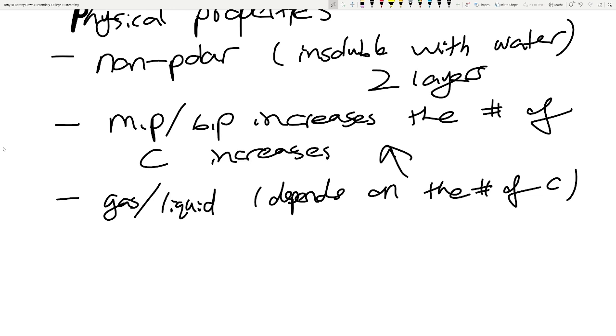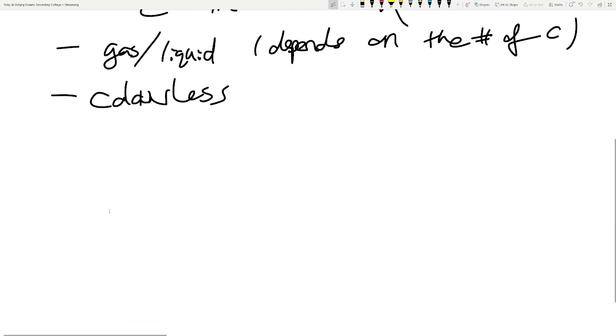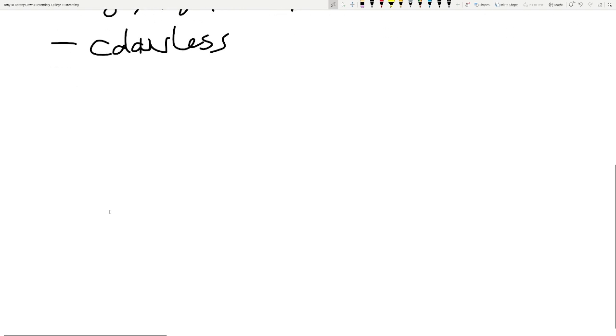Other than that, they're all colorless. That's a physical property. You can't really distinguish them by just looking at them. And they all combust, they all burn, but that's something we can look at in the reactions.